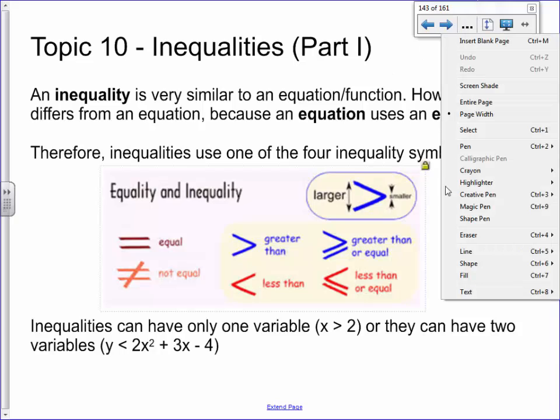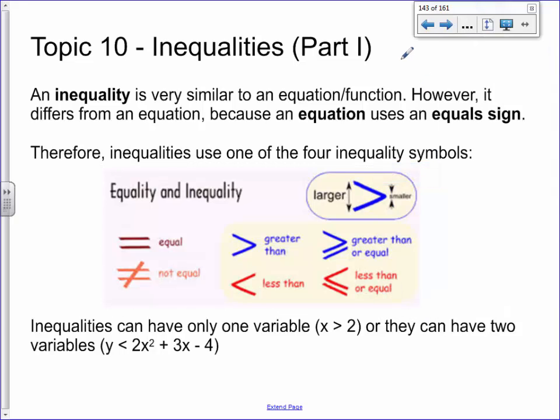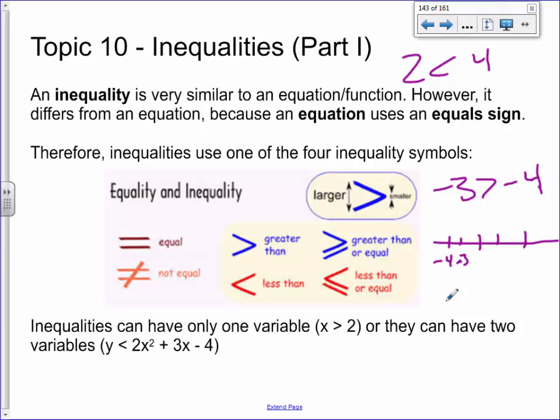You could write a statement that says that 2 is less than 4, if that's a true statement. Or -3 is actually greater than -4. You gotta think about that one for a second, because on a number line, here's -4 and here's -3. So -3 is on the bigger side of that. You guys are familiar with this?